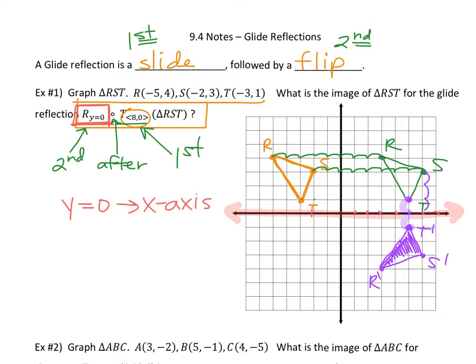And you may highlight the triangle. You don't have to highlight the triangle. What you do need to do is tell me T prime, S prime, and R prime. I need to know that this is the end. Okay, that's your image for this pre-image. All right. Any questions on that?